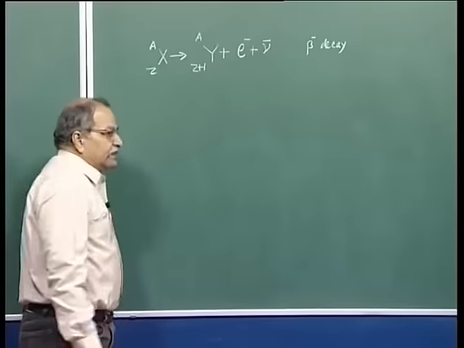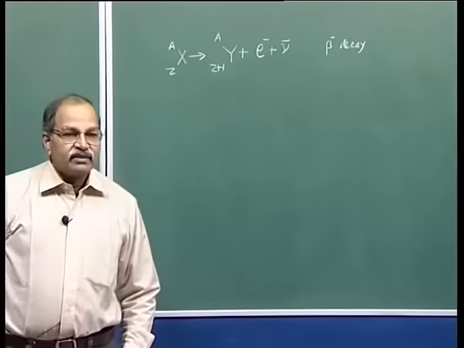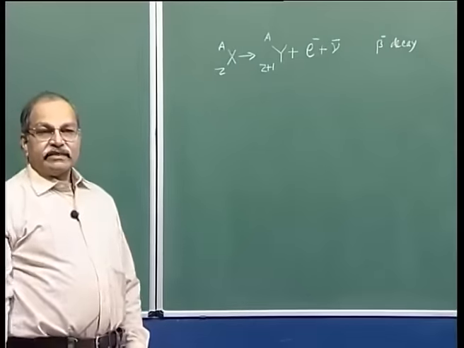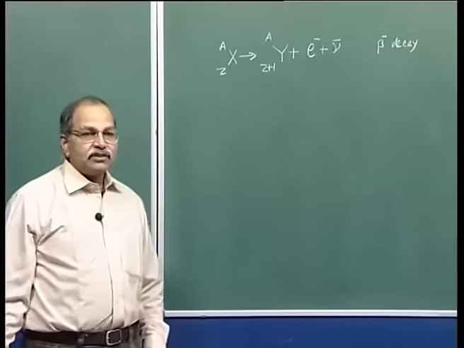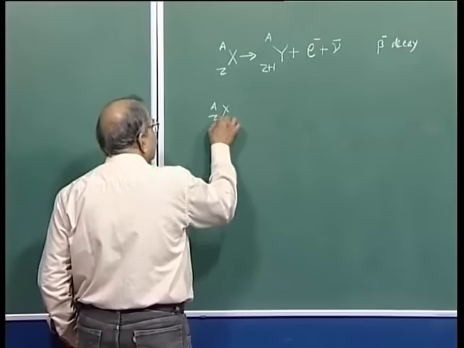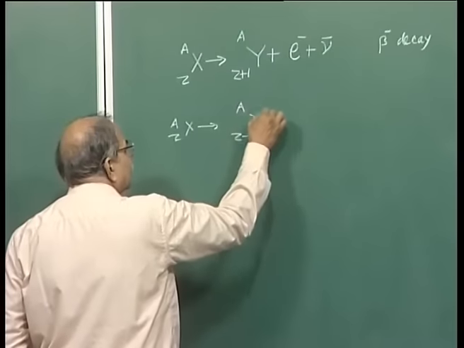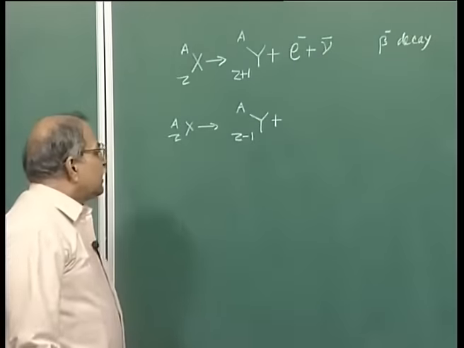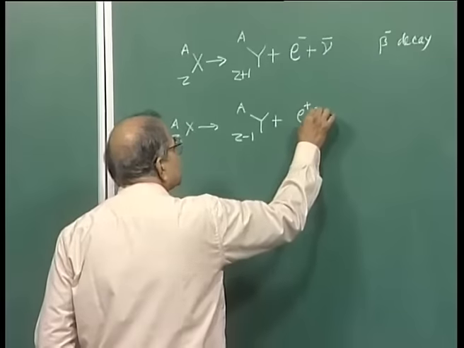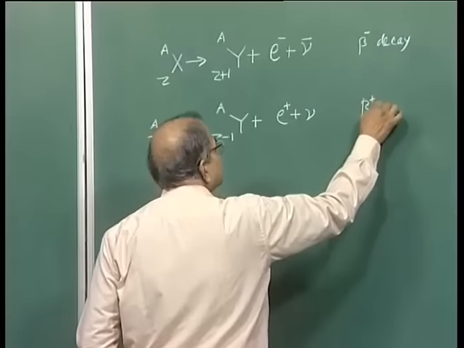Another possibility is if the proton number is more than what is required for stability, then one proton of that nucleus can convert itself into a neutron. In that case, X with A and Z will become Y with Z minus 1 and A, and you have a positron and a neutrino. This is known as beta plus decay.